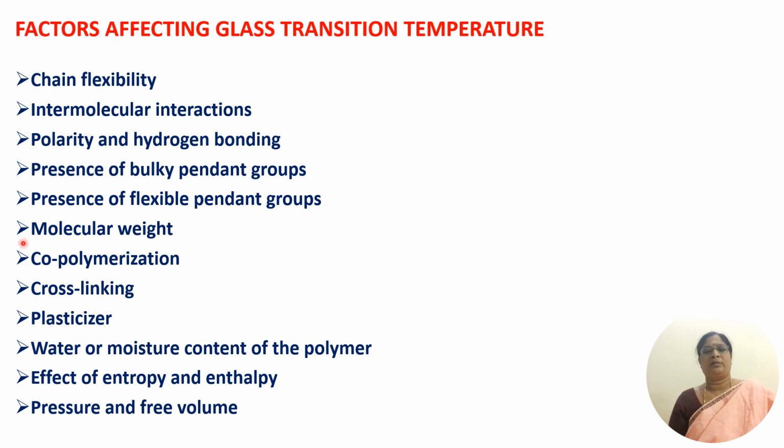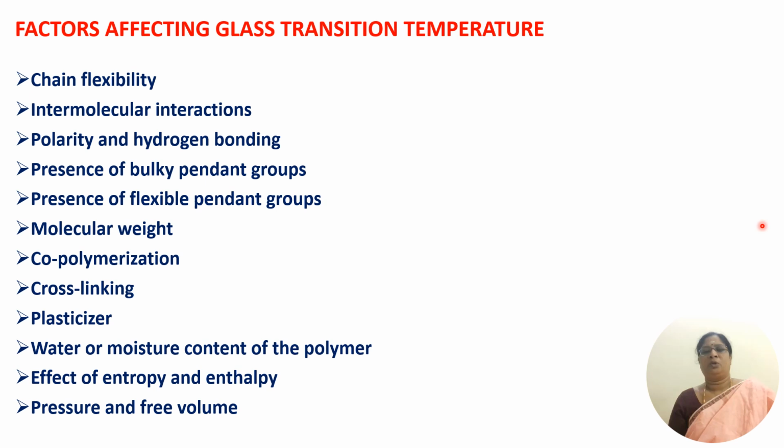The sixth one is the molecular weight. Higher molecular weight polymers generally exhibit higher glass transition temperature due to increased chain entanglements and reduced mobility, while lower molecular weight polymers have lower Tg values due to increased chain mobility. The next one is the copolymerization. In random copolymerization, factors like chain flexibility, intermolecular interactions, and the composition of the copolymer significantly influence the glass transition temperature. The next one is the cross-linking.